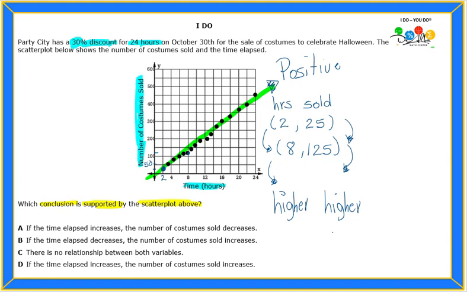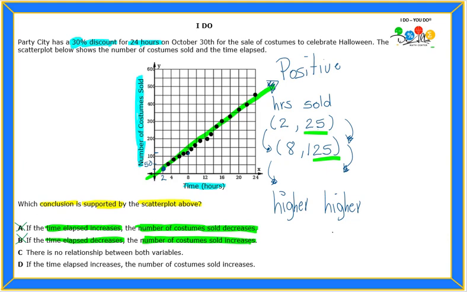So letter A says, if the time elapsed increases, the number of costumes sold will decrease. Is that true? No, right? Because actually the number of costumes that they were selling got higher, and it's getting higher and higher. So A cannot be my answer. What about B? B says, if the time elapsed decreases, the number of costumes increases. Does that even make sense? The less time that you are gonna have the sale, the more they're gonna sell? No, right? That's not what the data is giving me.